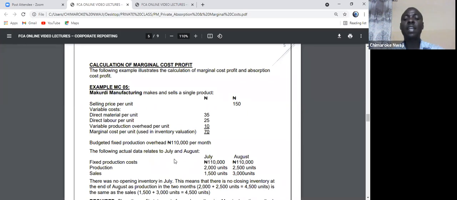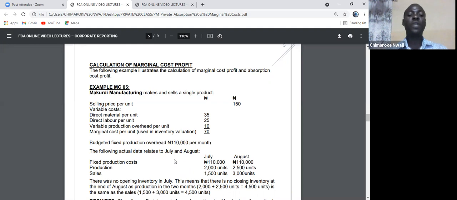So this 70 naira is what you use to value your opening stock and your closing stock. Take note, all the elements that form that 70 naira are variable items. There is nothing fixed there. The production overhead there is variable. Now look at the fixed cost information. Budgeted fixed production overhead is 110,000 naira per month. That means for every month, this is what they have absorbed. This question is not going to ask you to do under or over absorption.